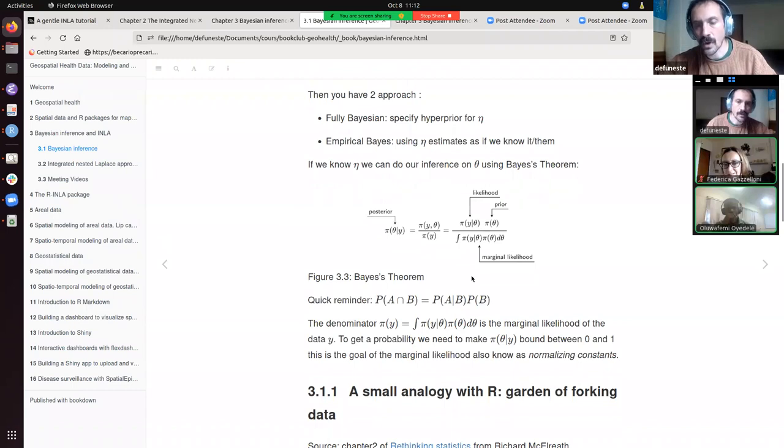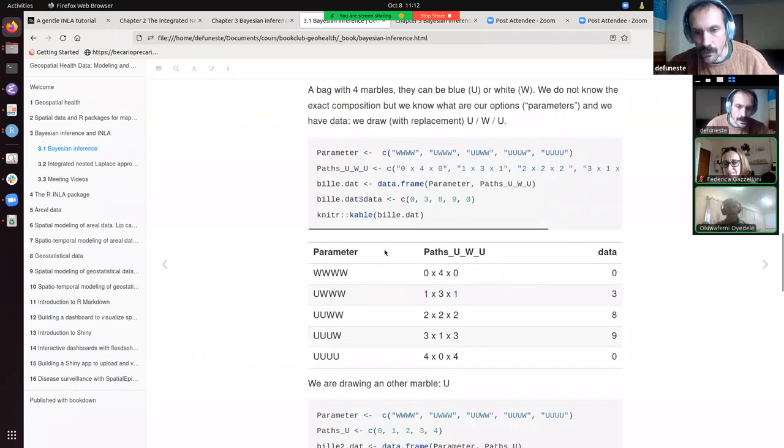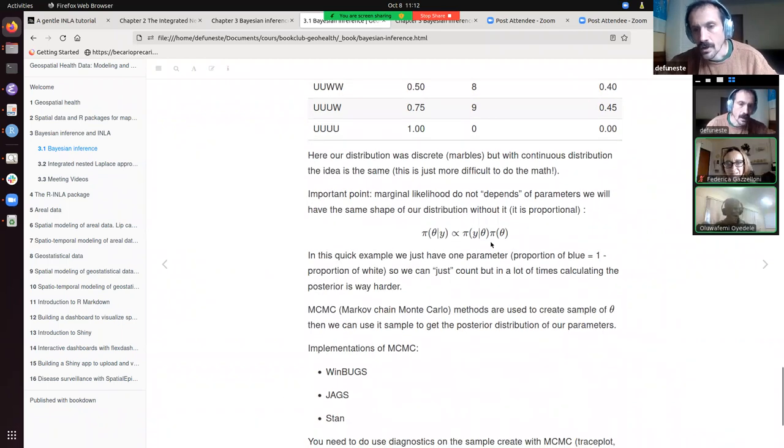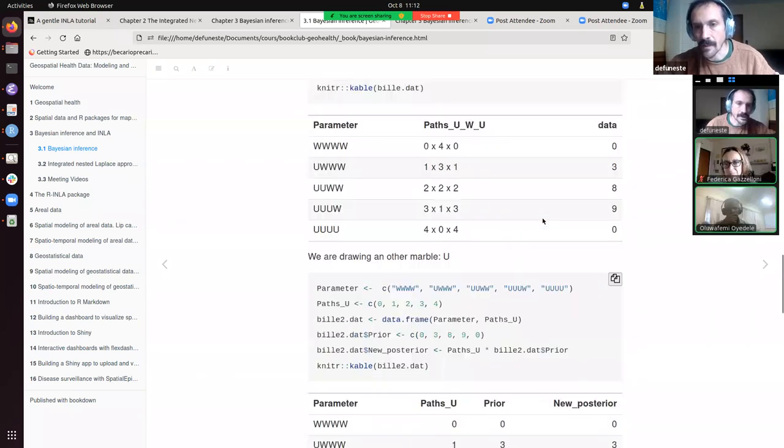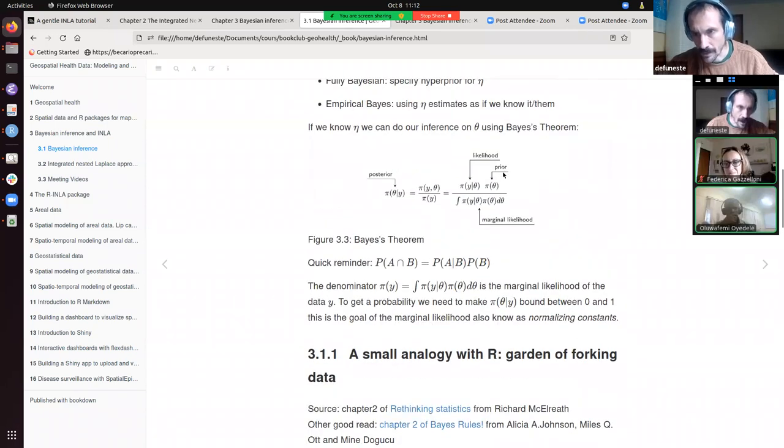A lot of the time people use an approximation. You can say the posterior will look like just the likelihood times the prior. It will give you the same shape, but the distribution will not sum to one, which is not correct because the probability should be bound between zero and one. If you do not use the marginal likelihood, it will not sum to one.